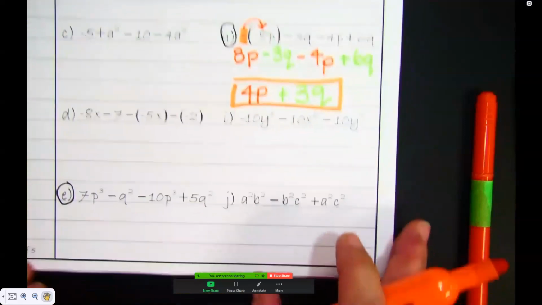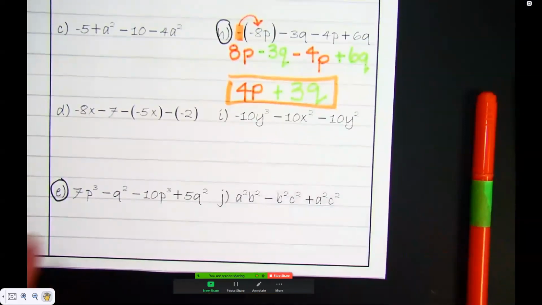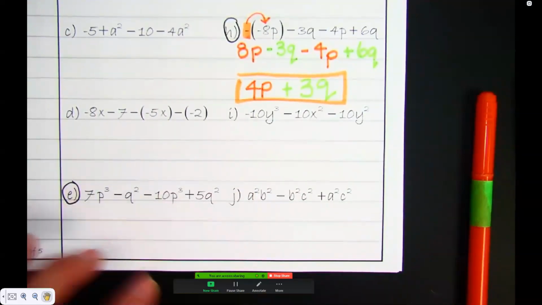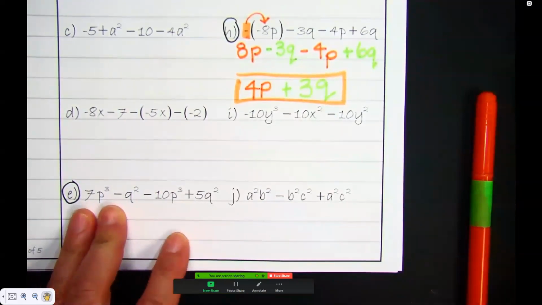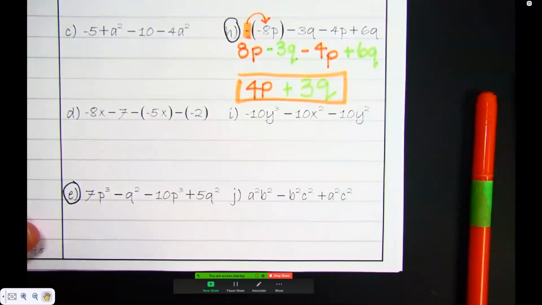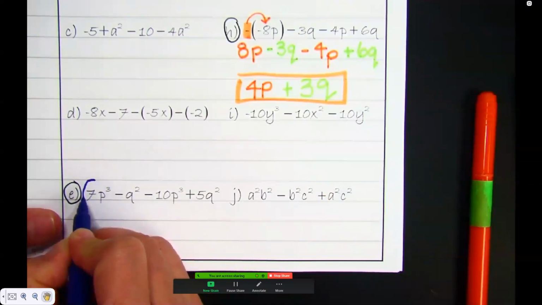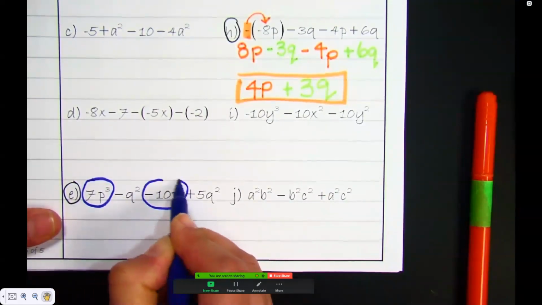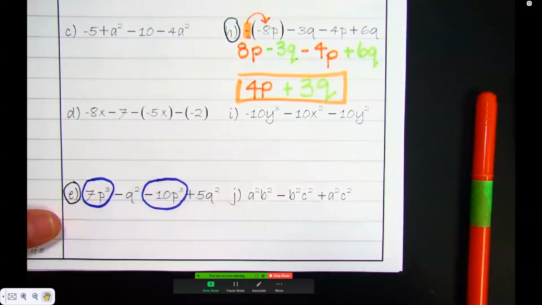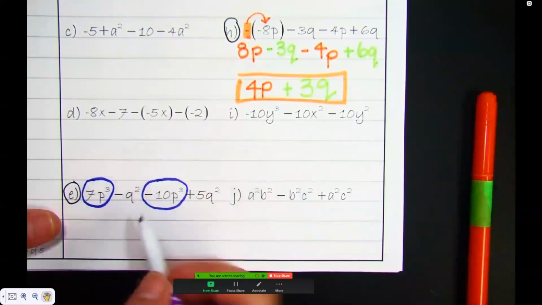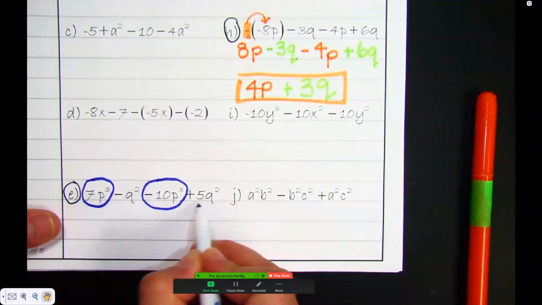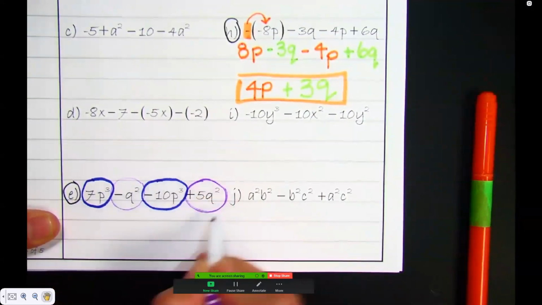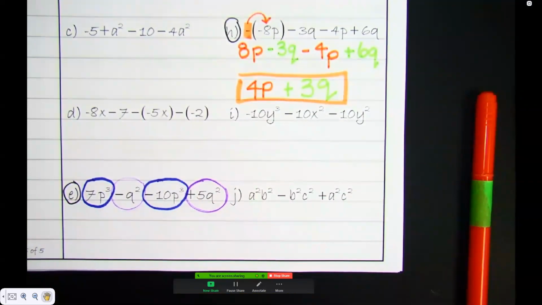Okay. All right, let's take a look at the very last one we're going to do for today, which is letter E. So for letter E, I don't have to distribute anything because there's nothing in parentheses. So that's a dead giveaway. So I'm just going to start combining like terms. So this positive 7p cubed is going to go with that negative 10p cubed. Circle the negative in front. And then this negative q squared is going to be circled in purple for me. And it's going to go with the other like term of positive 5q squared.